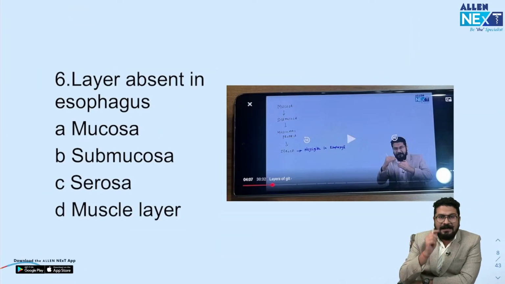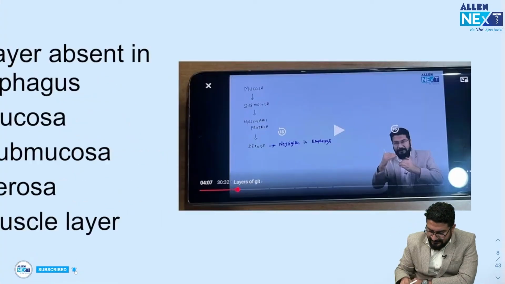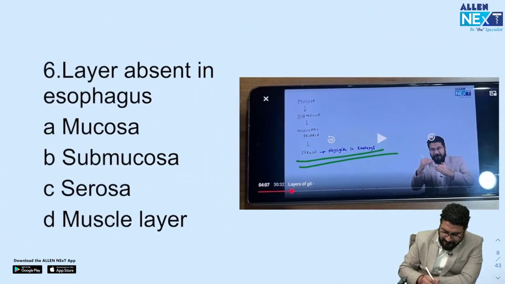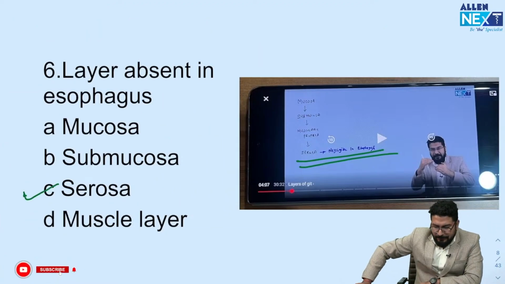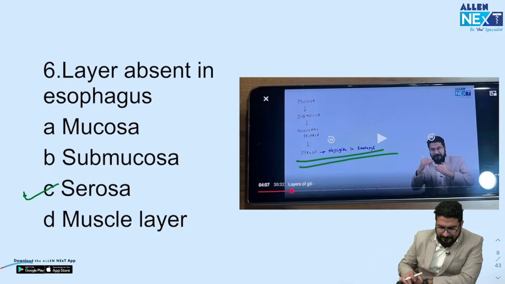This is considered absent because only in the esophageal-stomach junction, which we call the gastroesophageal junction or squamocolumnar junction, only in that area is it present, so it is negligible. The serosa is negligible or absent in the esophagus. So the layer is serosa. Again, it's an anatomy overlap MCQ, but it came from our app, so that's why I thought to discuss this question. Clear?